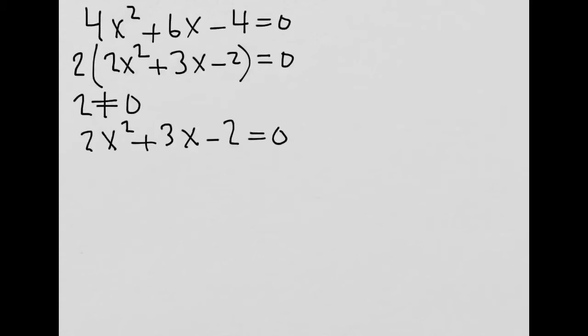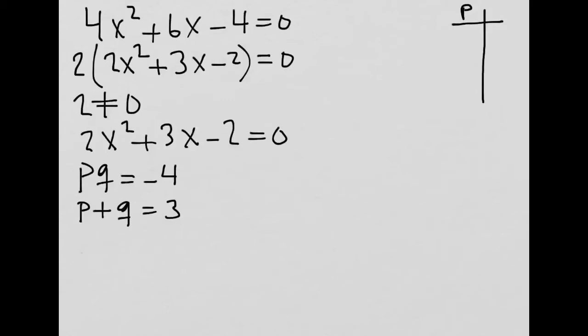To solve this quadratic equation, we need two integers, p and q, so that the product is negative 4 and the sum is 3. Let's go through the list of factors and see if any of those pairs for p and q work. So we have 1 and negative 4 adds up to negative 3, doesn't work. Negative 1 and 4 does the trick. Multiplies to minus 4, adds up to 3.